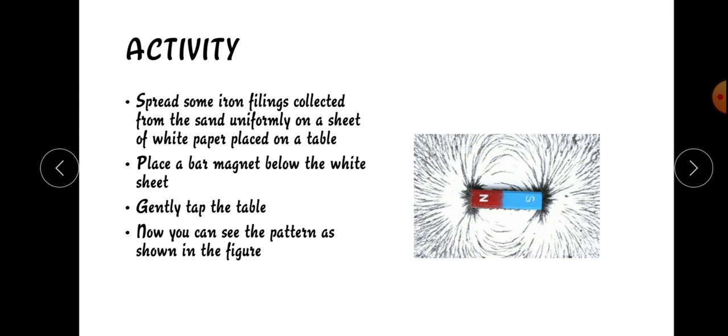So what we have to do: first we have to spread some iron filings, which are collected from the sand, uniformly on a sheet of white paper which is placed on the table. Now place a bar magnet below the white sheet. Now gently tap the table. So what we can see is the pattern, like the figure.